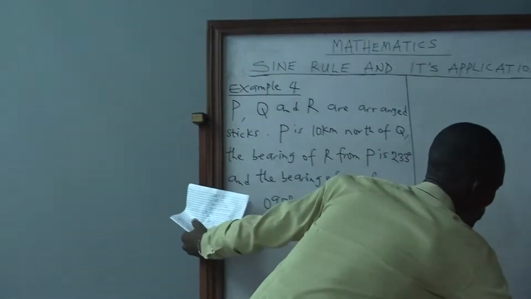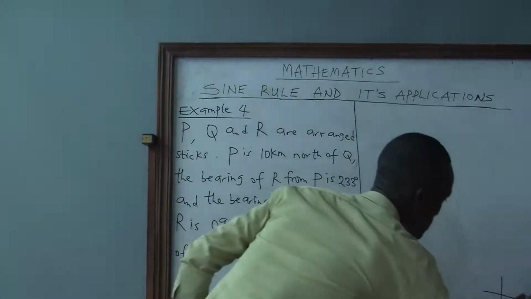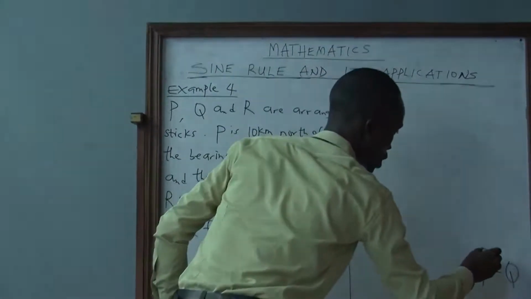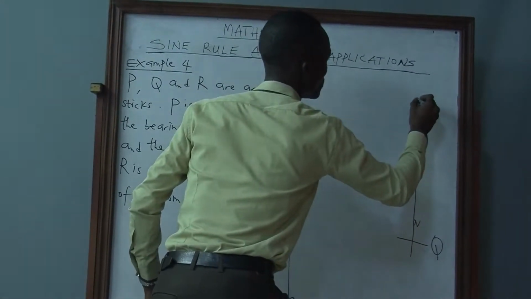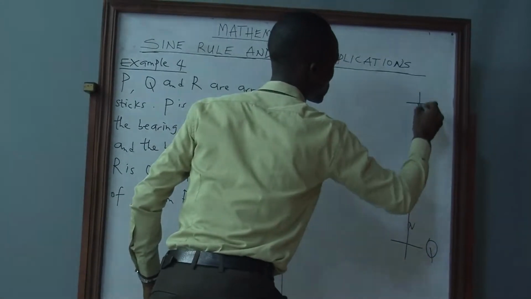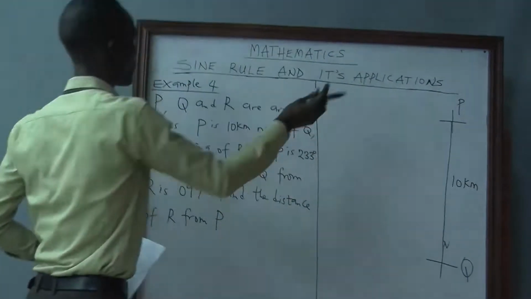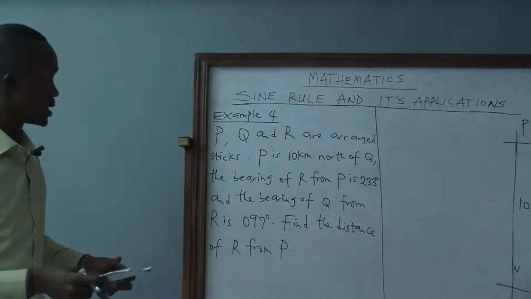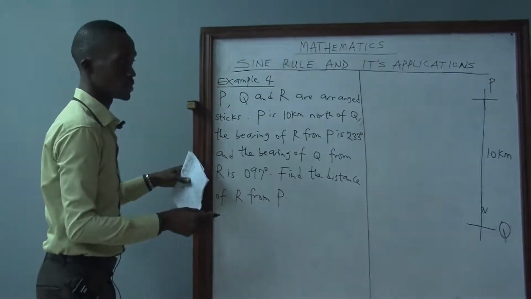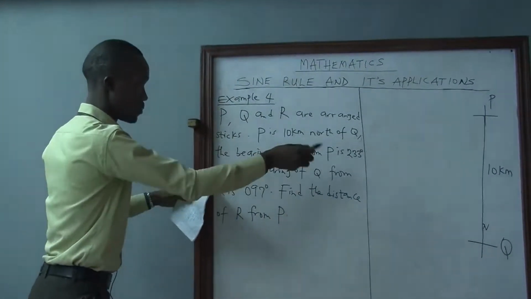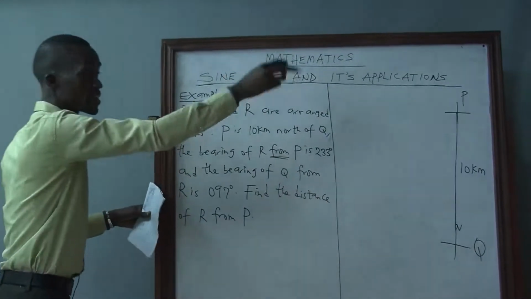So the first thing we do is we draw our 4 cardinal points. This is Q. North, this is the north direction. So this is P now. And the distance between them is 10 kilometers. That is what the first statement is saying. Now, the bearing of R from P. There's another stick R, but the bearing of that R from P. So we take it from P.